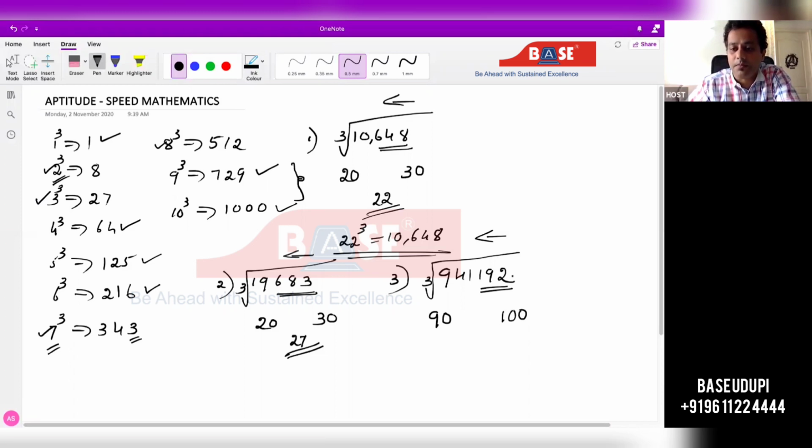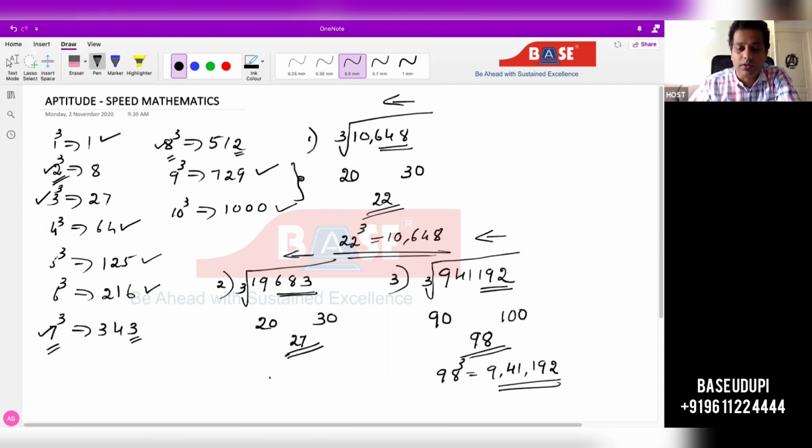The number ends with 2. Any number which ends with 2, the cube root of that particular number ends with what? 8. Between 90 and 100, which number ends with 8? Only 98 ends with 8. So what is 98 cube? 98 cube is 941,192.